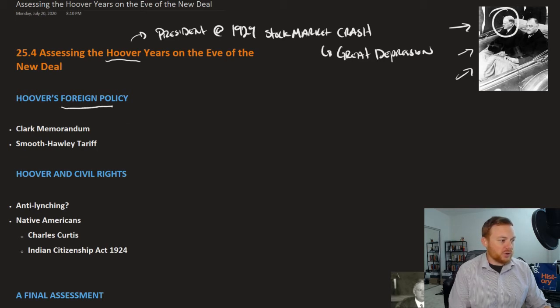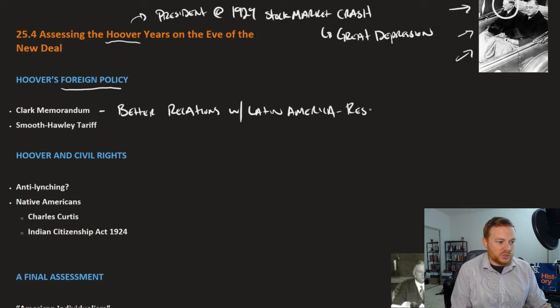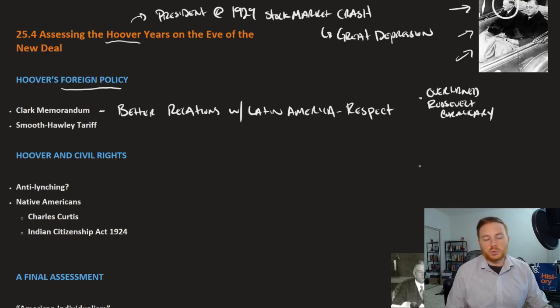Real quick on foreign policy, some of Hoover's contributions included the Clark Memorandum. This made better relations with Latin America. Really what this did was the United States had more respect for the sovereignty of Latin America. In some ways, it kind of overturned the Roosevelt Corollary, which pretty much stated that the United States had a right to rule in Latin American affairs. So better relations with Latin America.